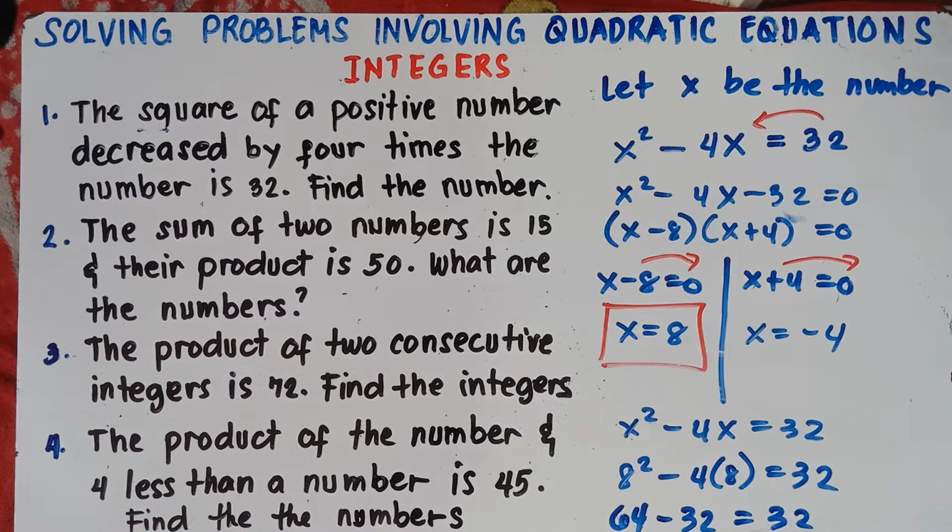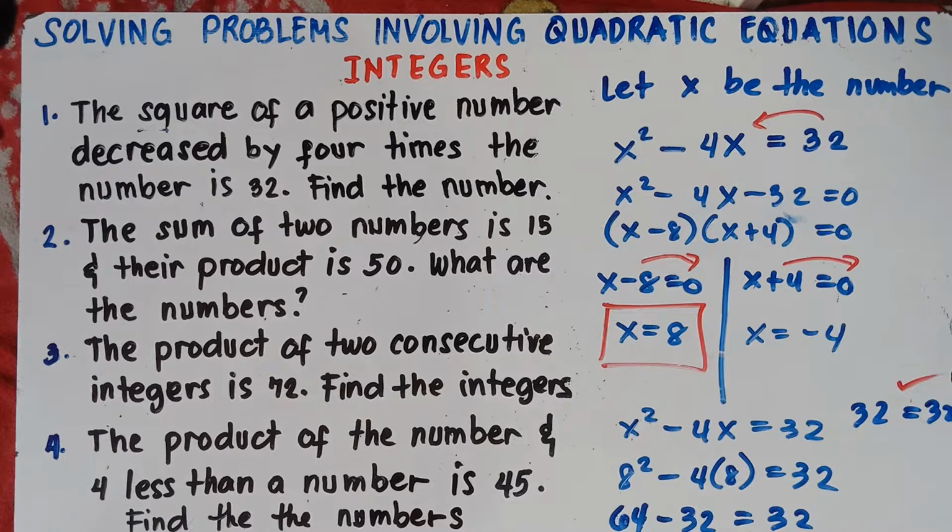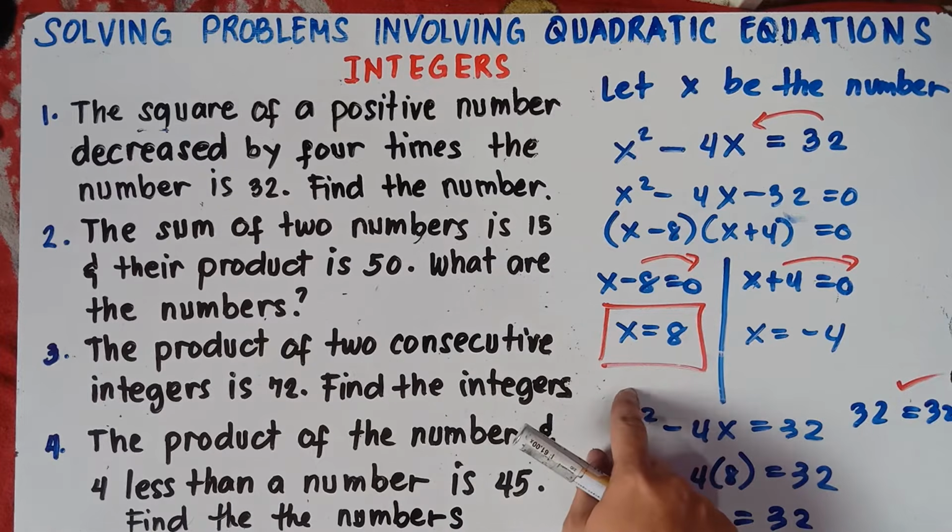Let's check if we get the same answer on the left and right. 64 minus 32, class, is it 32? Yep, that's 32. So therefore, 32 is equal to 32. Alright, so therefore, our answer is correct, that x is equal to 8.